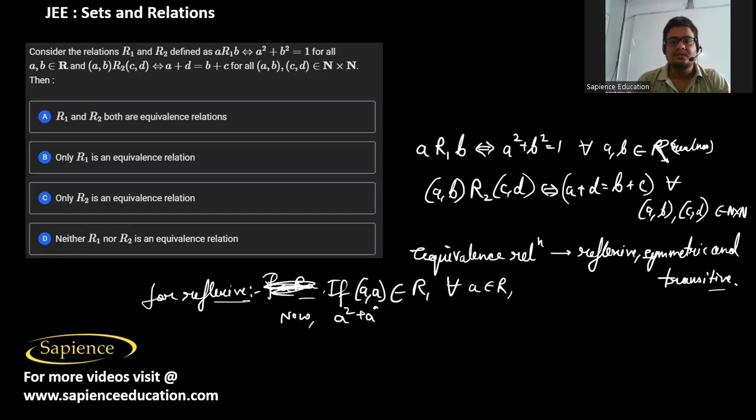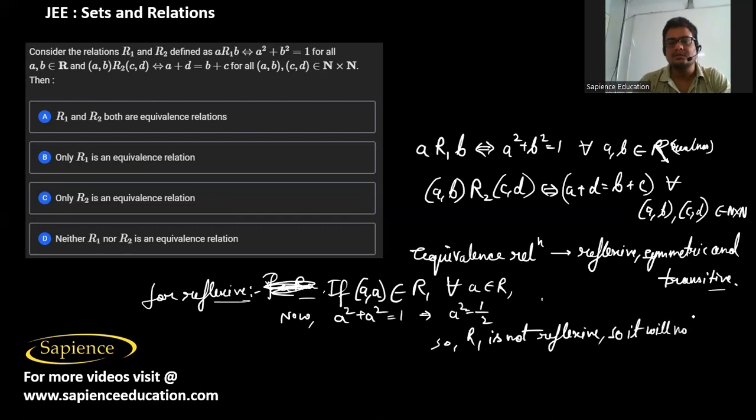Now, a square plus a square equals 1. Then I can say that a square should be equal to 1 by 2, then a will be equal to plus or minus 1 by root 2. So it is only true for 1 by root 2, but for all real numbers it is not true. So it means that R1 is not reflexive.